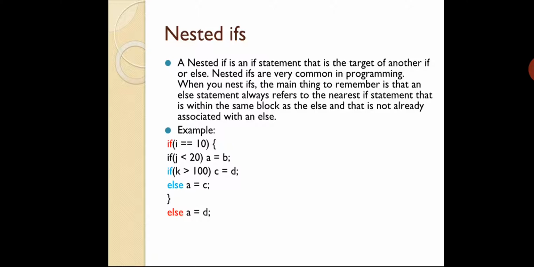So you have to make this particular point very clear: when you nest ifs, the main thing to remember is that an else statement always refers to the nearest if statement. So when you have multiple if statements, obviously you get confused with the else part, isn't it? So this else is associated with which if?